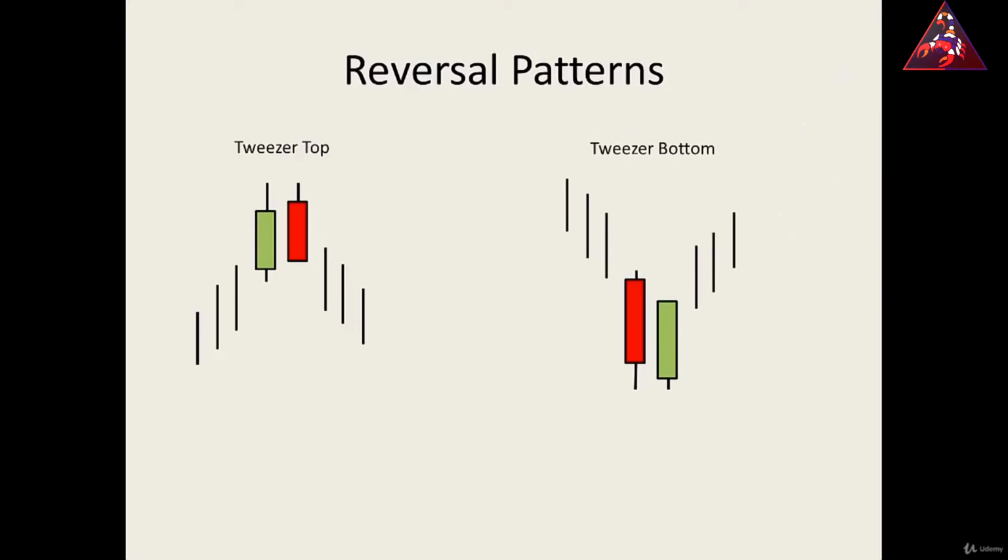And the tweezer bottom, where we have a bullish pattern here, is showing support. The market is pushed down, rejected on the red candle and closed. Then subsequently the market has opened lower and tested the low again. Buyers have come in, and there we have a tweezer bottom.